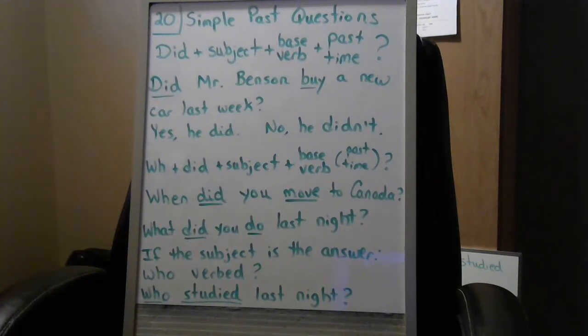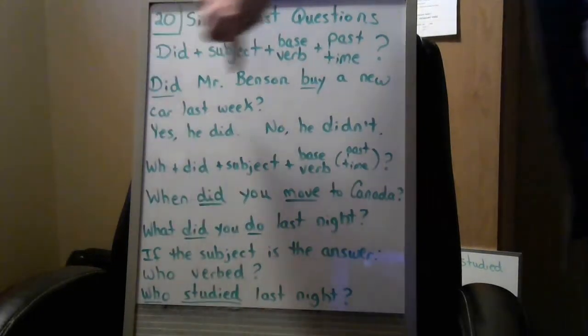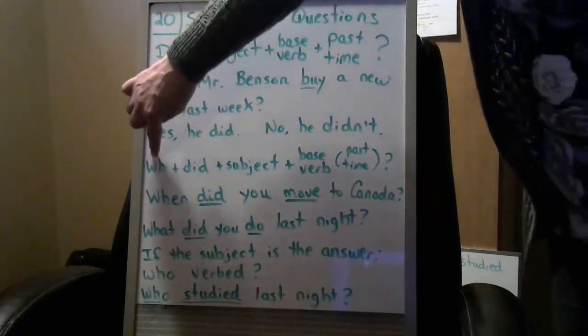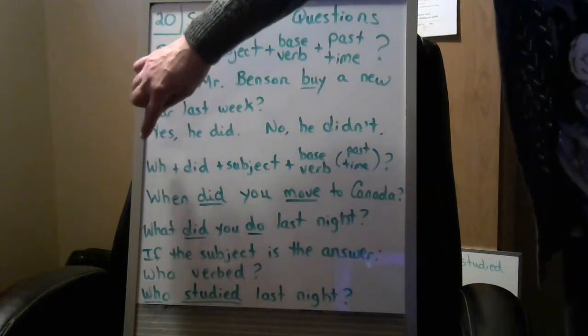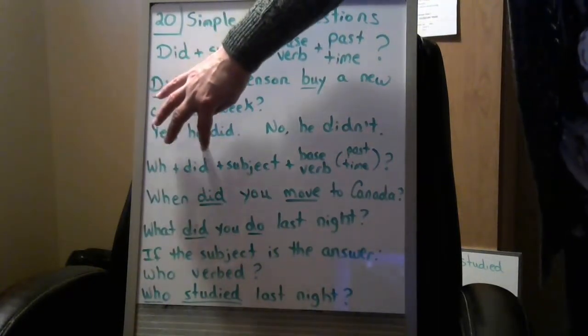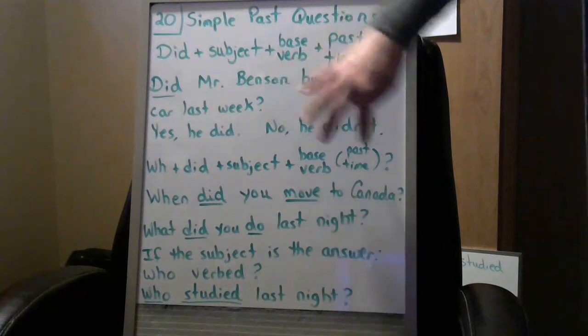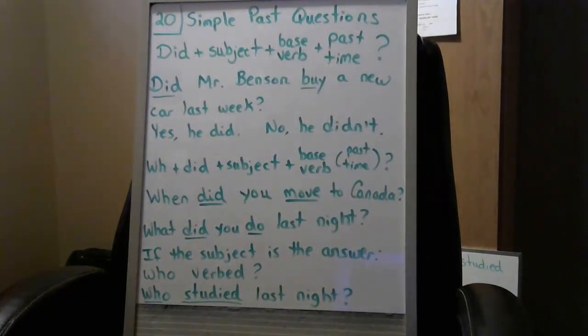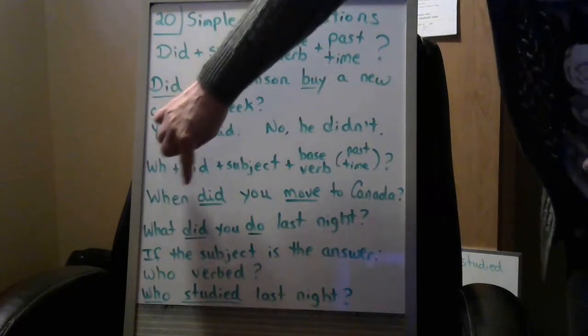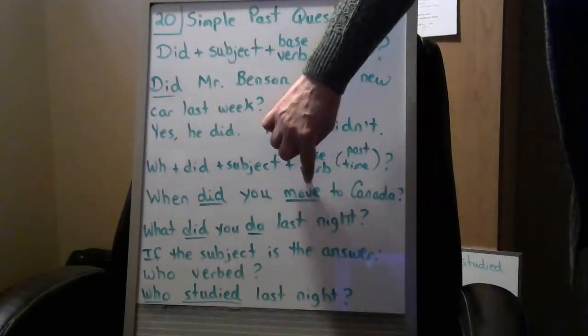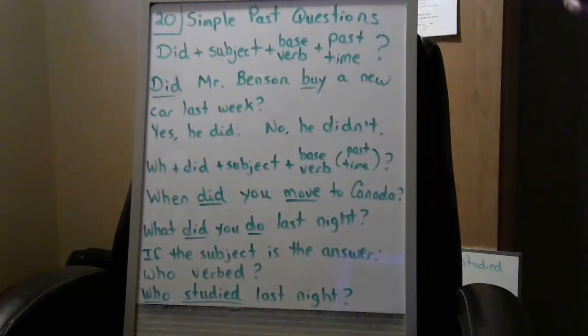Now, we can ask past questions with our who, what, where, when, why, how. So all we do is we follow this same pattern. We just put the WH word in front. So the WH, did, subject, base verb, and usually the past time. So when did you move to Canada? Not when did you moved, but when did you move to Canada?